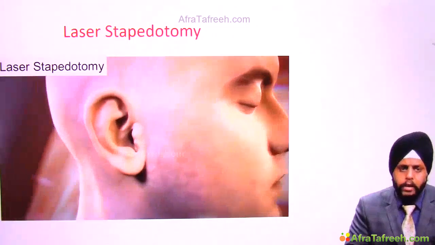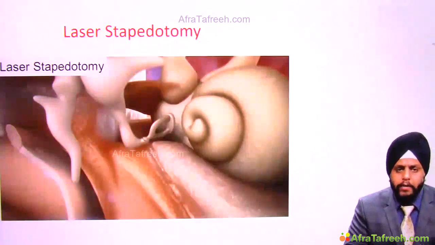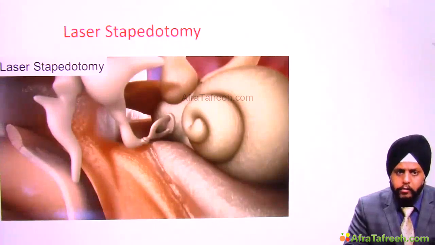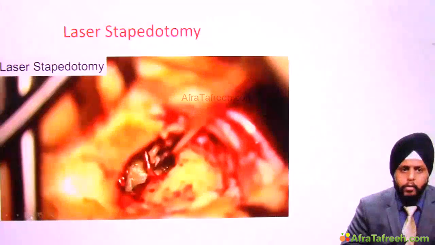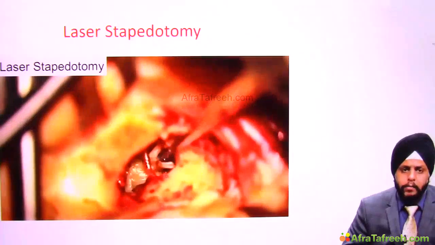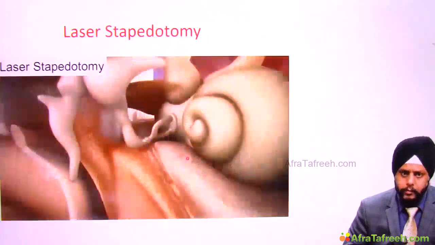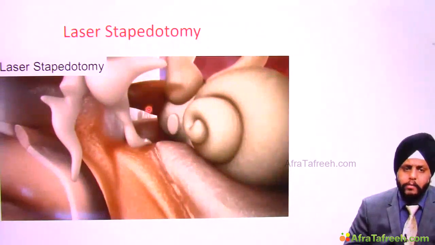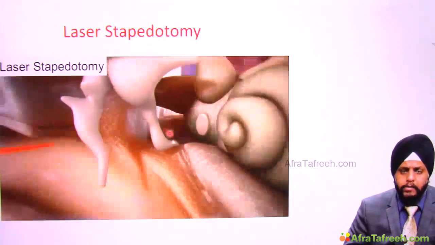Okay, so we can see over here, it will be just a revision of what we have just seen in the diagrams. So this is the stapes. You can see the stapes is fixed. So what we are going to do is remove the stapes. You see over here that this stapes is being removed. You see, this stapes has been removed. Okay, so now you can see the stapes is gone. So what is done now? The stapes footplate is there over here.